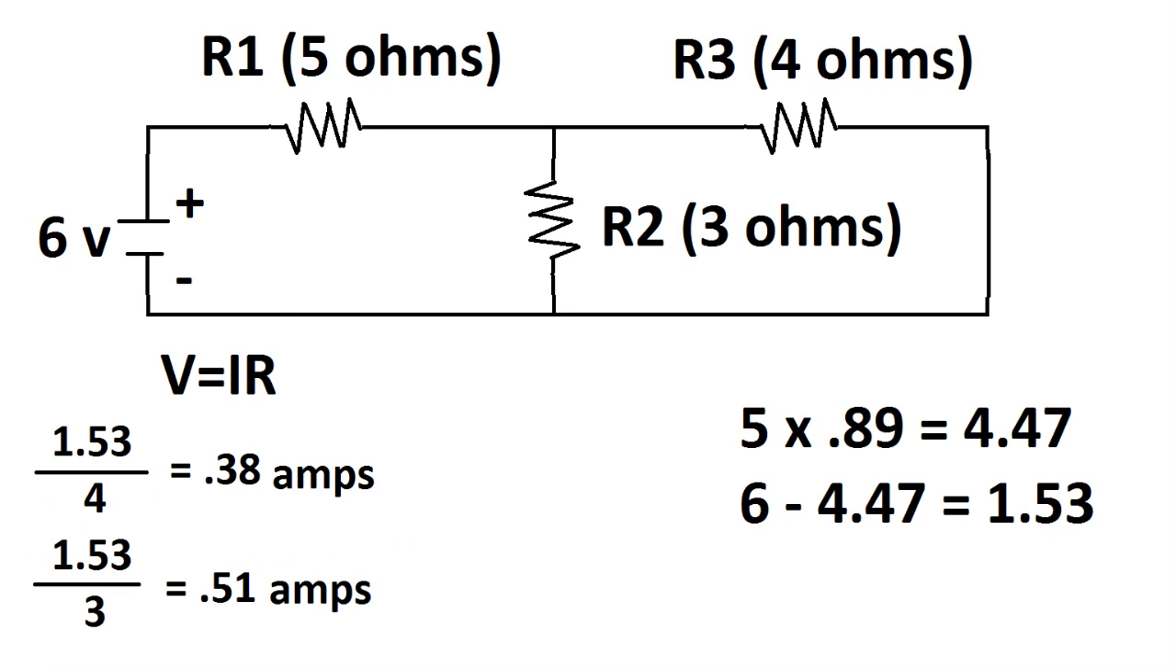So now we use V equals IR again, and we just rearrange it so it's voltage over resistance, and we're solving for resistor 3 and resistor 2. So we do 1.53 over 4 and 1.53 over 3, and that gives us 0.38 amps for resistor 3 and 0.51 amps for resistor 2. Now to check our work, we can just add the 0.38 and the 0.51, and this gives us 0.89 amps, which is the total current.